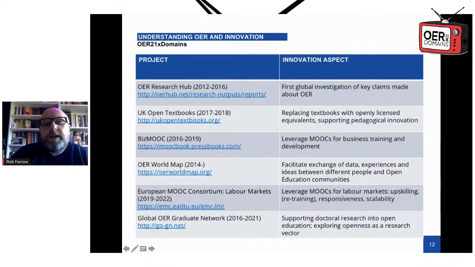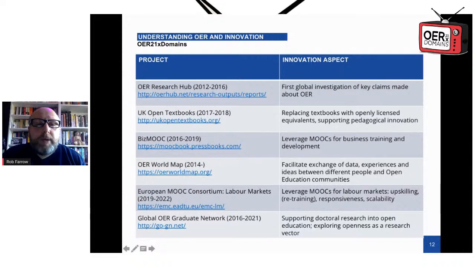But similarly, looking at other projects, so UK Open Textbooks, the innovation is to replace textbooks with open licensed versions, supporting the kind of pedagogical change and making certain things more efficient and so on. Creating the right kind of critical reflection, that sort of thing. And in other projects like BizMOOC, we had the idea of leveraging MOOCs for business training. OER World Map, the idea of using open data and open protocols to share data and experiences amongst open education communities.